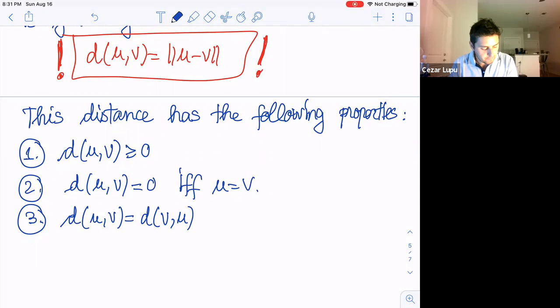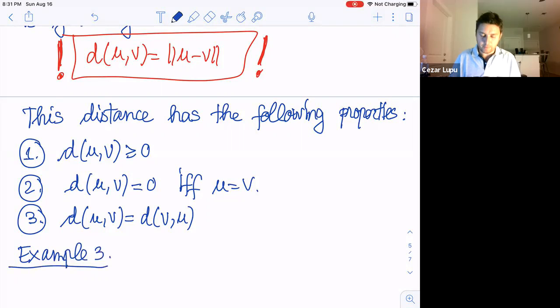Anyway, let me give a quick example of, let me denote two vectors.